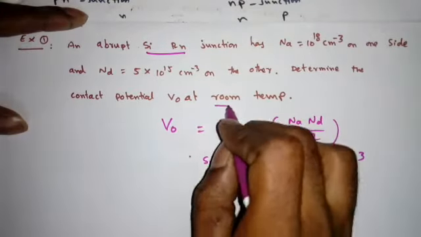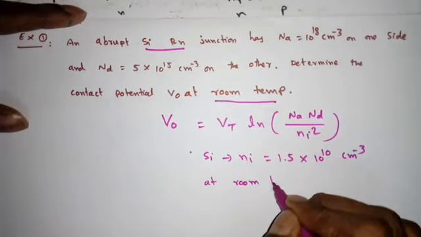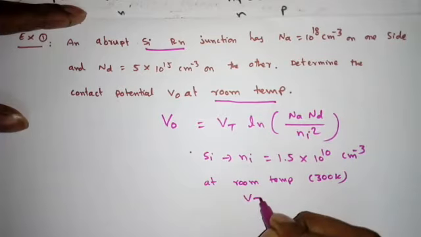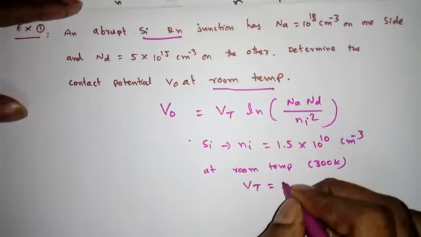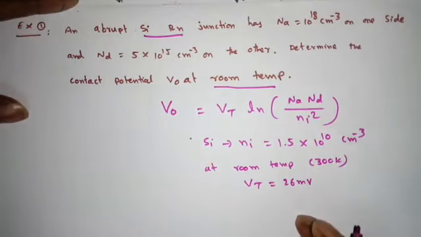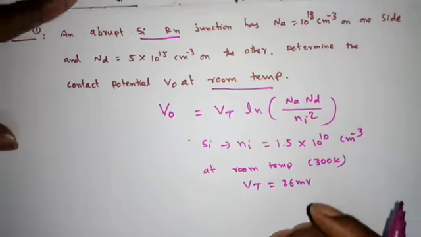So in the question he mentioned room temperature. So at room temperature, that is 300 degree Kelvin, the thermal voltage Vt is equal to, we can take 26 millivolts or 0.0259, right? Sometimes in the GATE exam they will give 25 millivolts also.